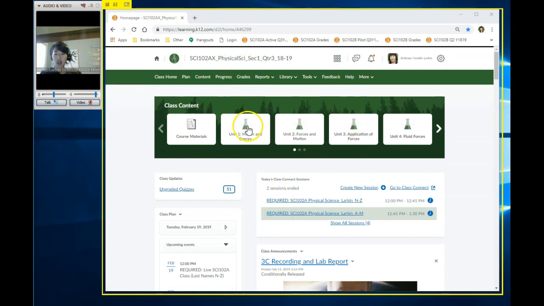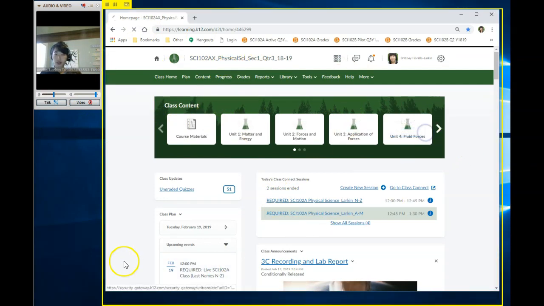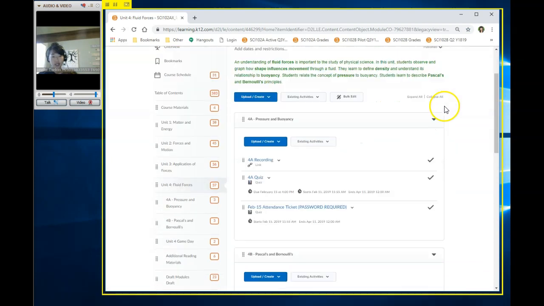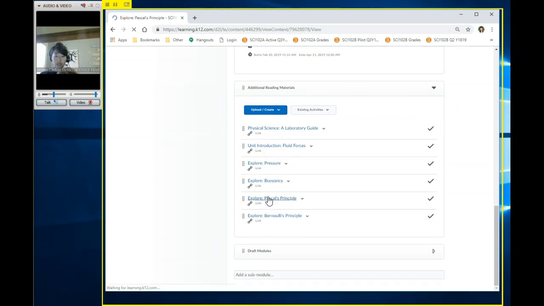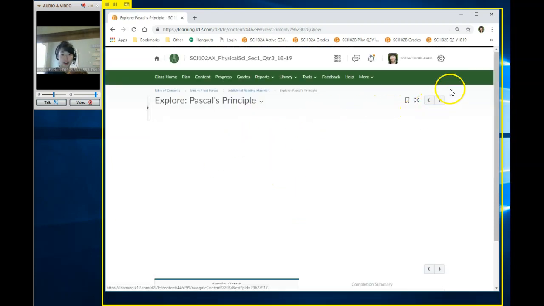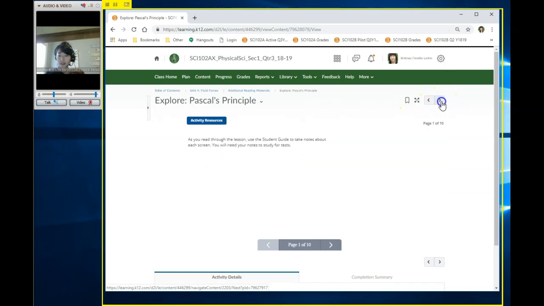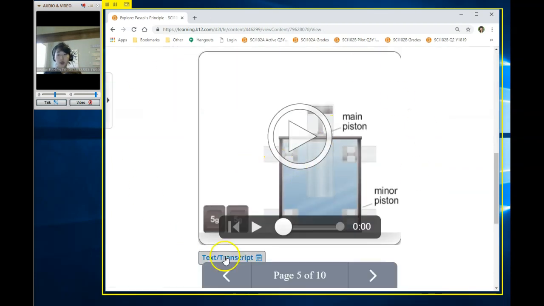Cool. All right, so I'm going to go over to our Unit 4. And I don't know if you guys were aware of this, but at the bottom of each of your units there are some additional reading materials that you can always take a look at. All right, so I'm going to go down to the additional reading materials and look at Pascal's principle, because they have a really good demo in there for today. Number 5. Okay, so you should be able to see this here.